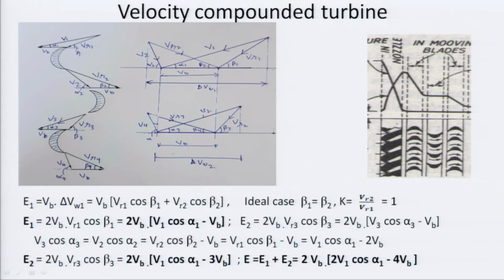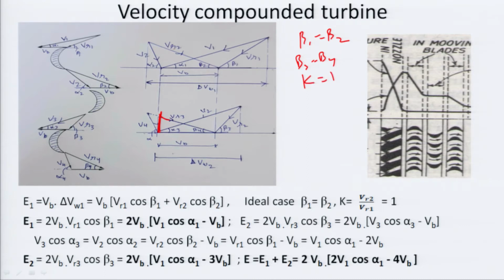Now, suppose we take the simplest case, that the symmetrical blades are going to be there, that is beta 1 is equal to beta 2 and beta 3 is equal to beta 4. Or sometimes for maximum efficiency it is desired that the velocity at the outlet of the last stage should be axial. And another thing, we have assumed k is equal to 1, that there are no frictional losses.